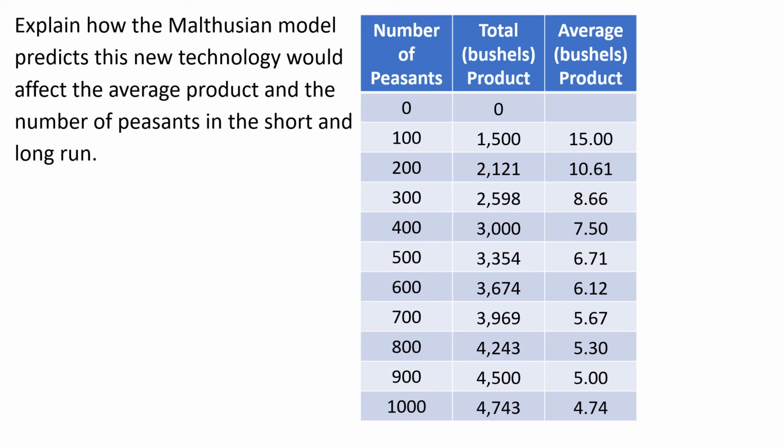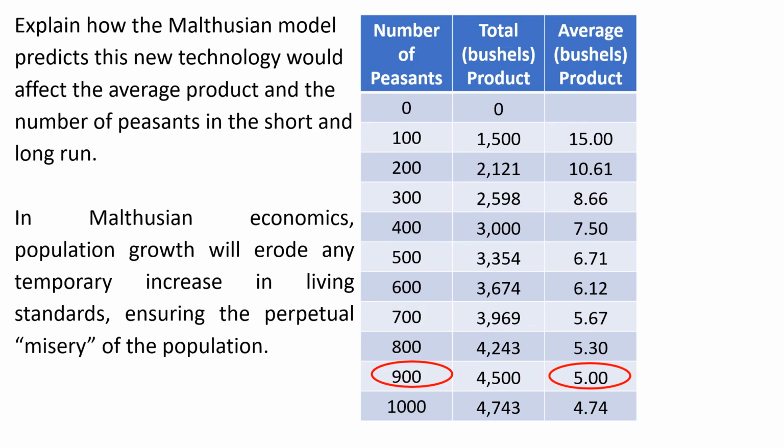Finally, explain how the Malthusian model predicts this new technology would affect the average product and the number of peasants in the short and long run. This technological improvement will increase both the total product and average product for any number of peasants. In the short run, the new technology would increase the average product and the people will have a surplus of food. However, in the long run, the technology would lead to population growth until there are 900 peasants and the average product is once again 5 bushels.